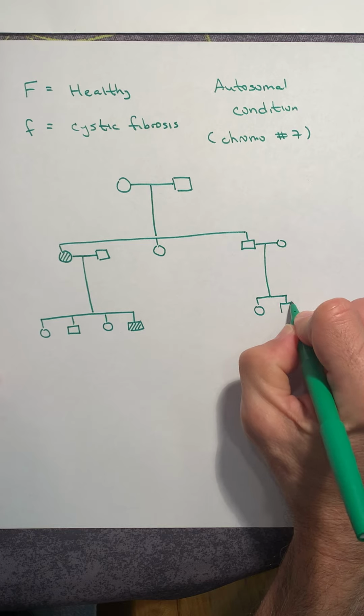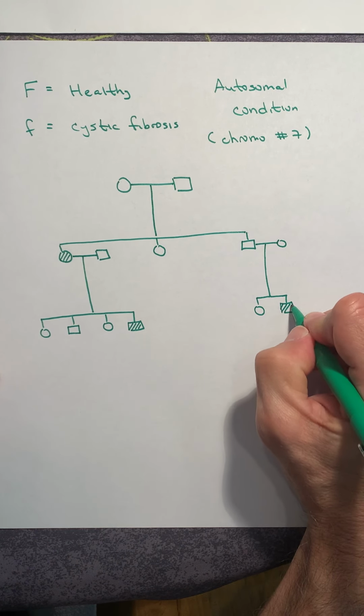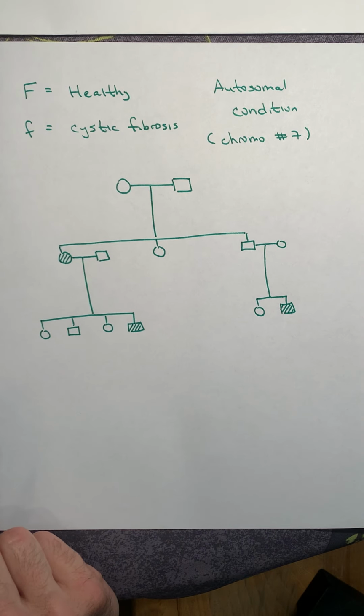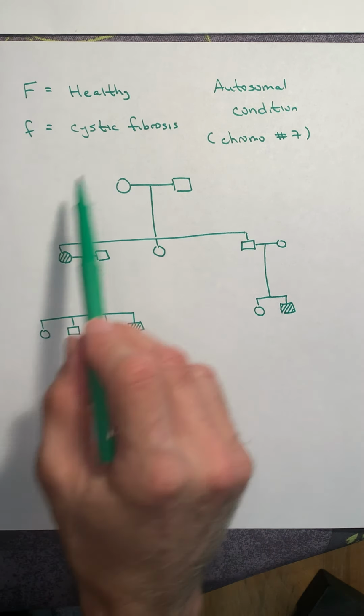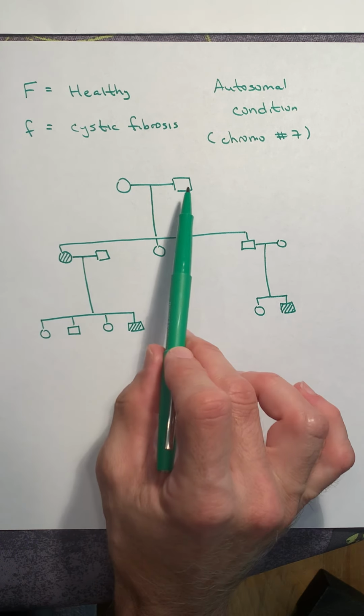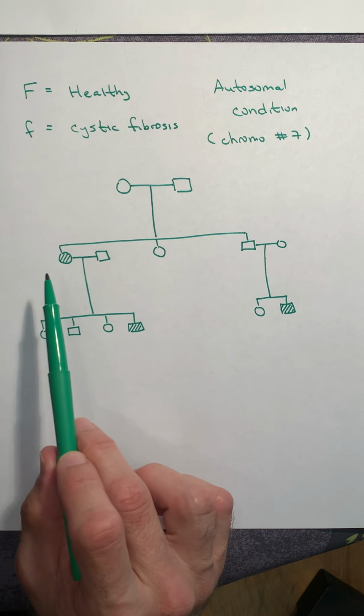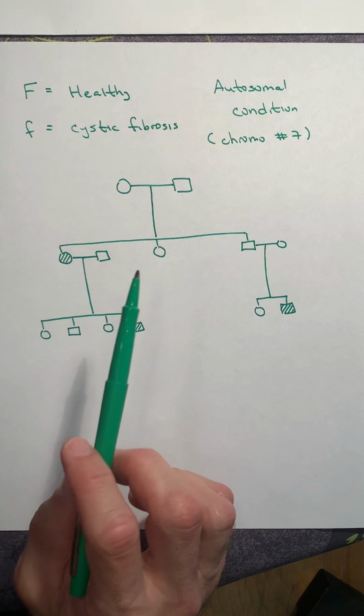And daughter first and son second. And now let's make the son affected again. There you go, there's a pedigree. Okay, so now that we know the phenotype, their physical appearance, they're males and females, they're healthy or they're affected with cystic fibrosis. Now let's go back and determine their genotype.